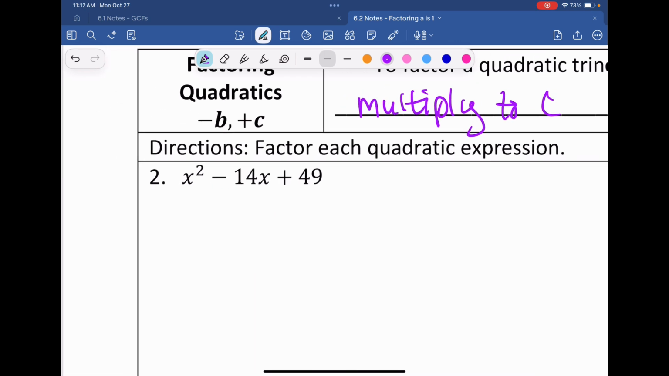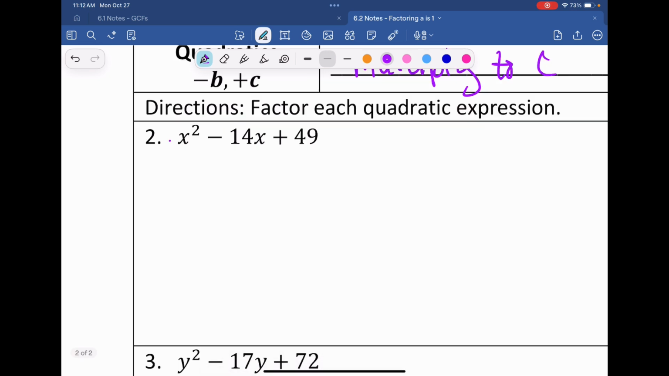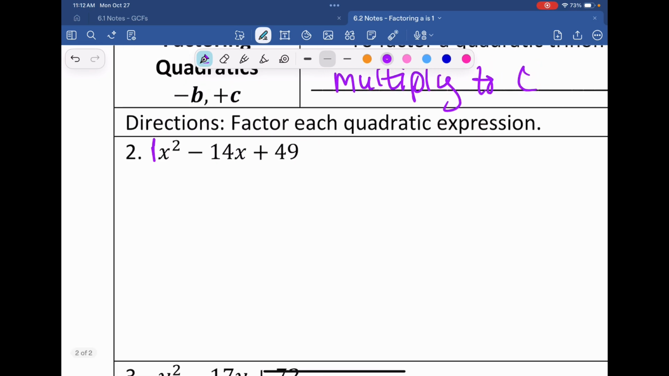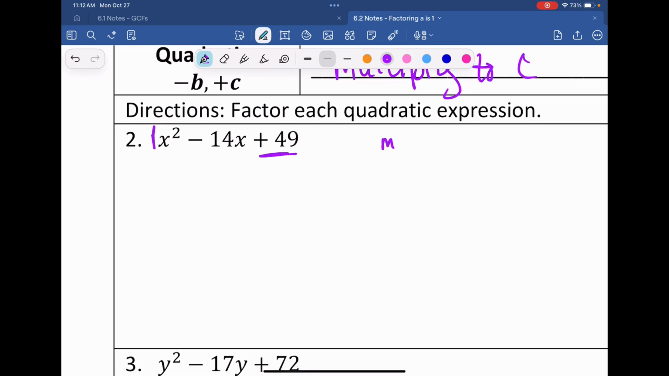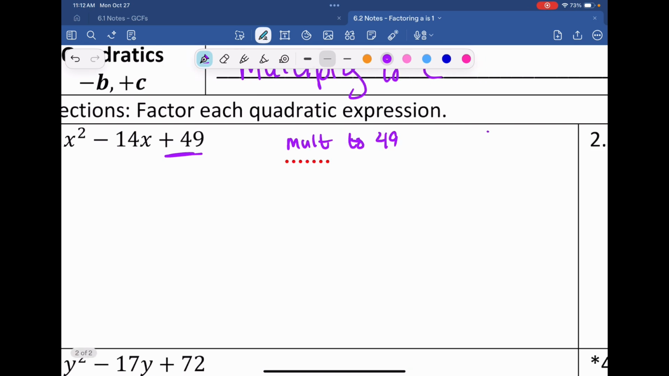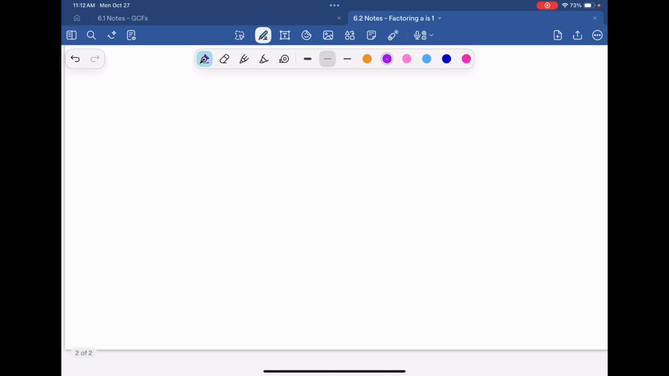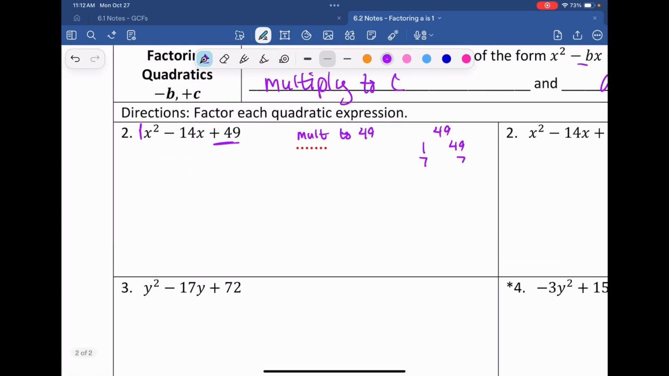Okay, leading coefficient must be positive 1. Positive 1, awesome. So there's the c. Multiply to 49. Okay, now it's got to add to negative 14. Okay, so the problem is it has to multiply to be positive though.